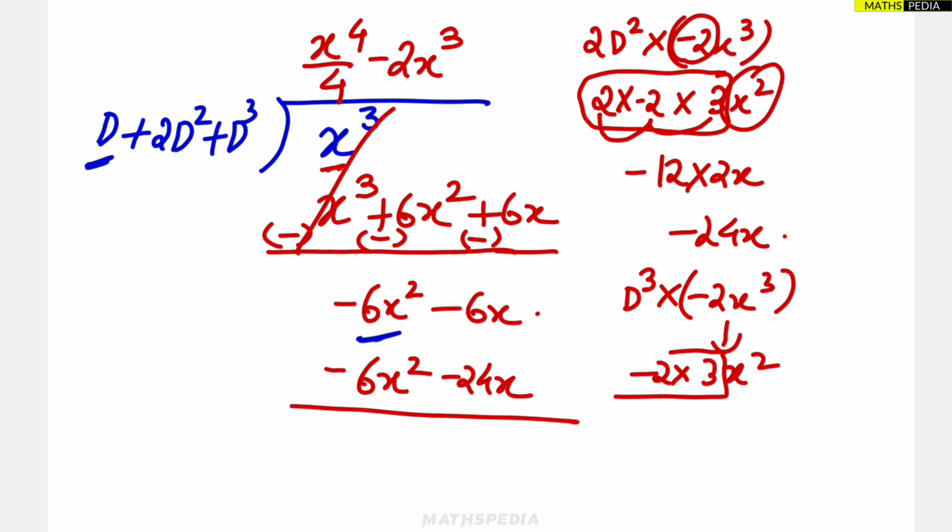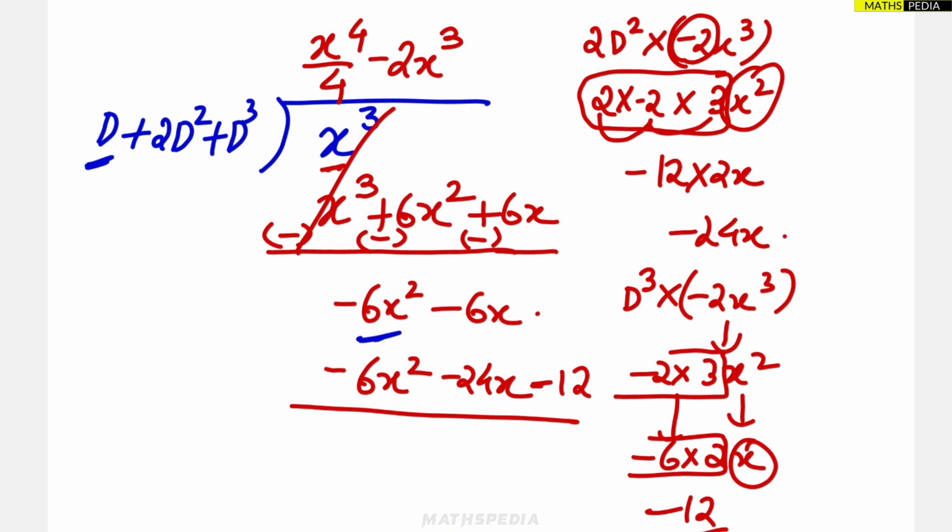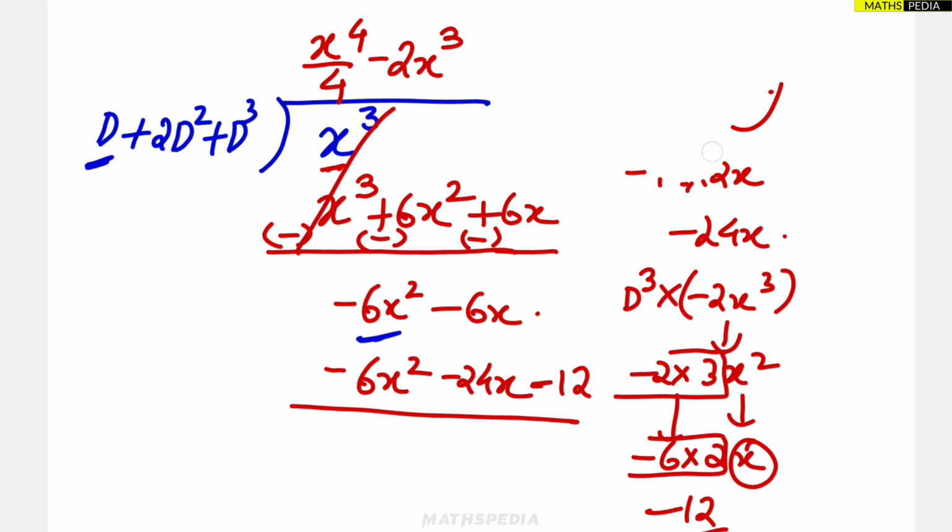Now this part outside. Differentiation again, 2x, minus 6, okay? So this part outside. Again differentiation of x is what? 1. So what is left out? Minus 12. So we write here minus 12. So that second stage also is done.